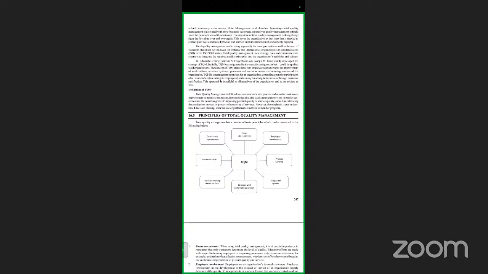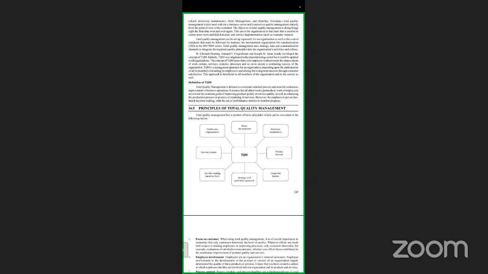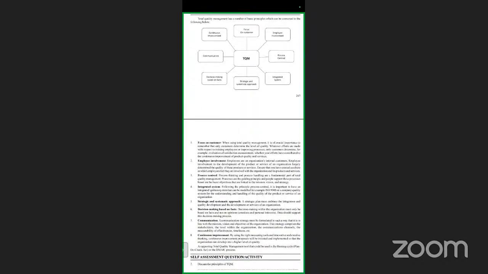So there are principles of total quality management: focus on customer, employee involvement, process centric, integrated system, strategic approach, decision making based on facts, communication, and continuous improvement. These are the principles of total quality management.